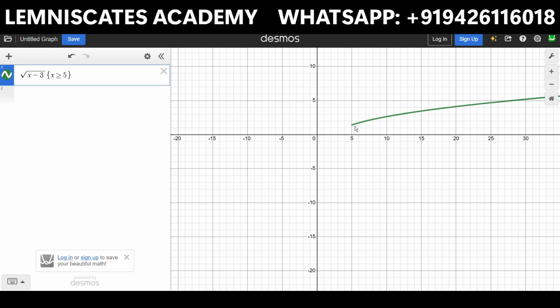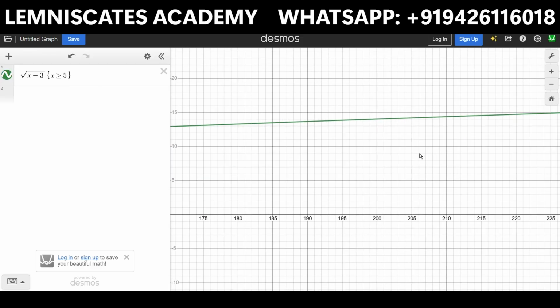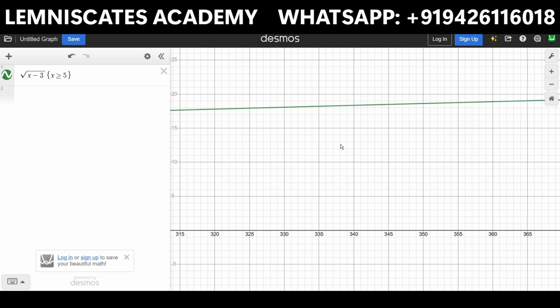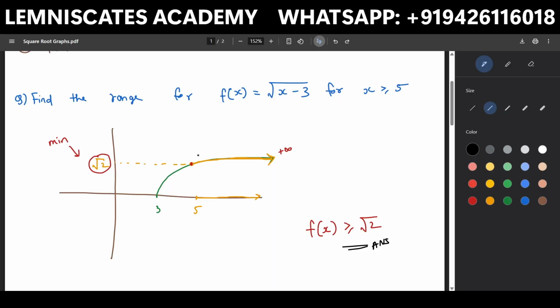So that proves that the minimum value is going to start from square root of 2, and the maximum value it can keep on going upwards. There is no end to it. It can keep on going up and up and up. It increases very slowly, but yeah, it is indeed increasing, right? So yeah, that is why the answer that we have written over here will make 100% of the sense.